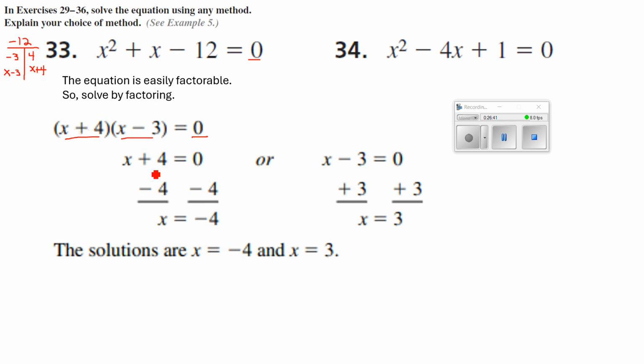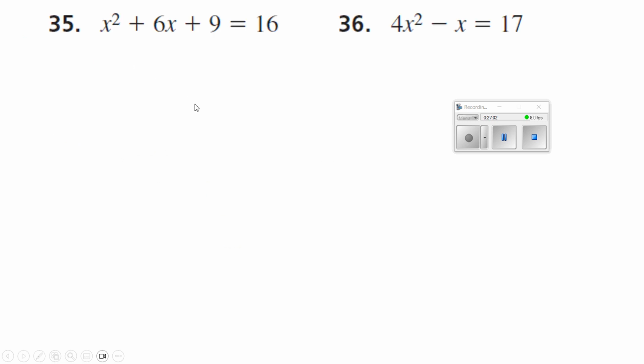And then we're going to subtract 4 from both sides. And 0 minus 4 is negative 4, so x is negative 4. We also have x minus 3 equals 0, and we add 3 to both sides to give us x equals 3. So that's our solutions, negative 4 and 3. All right, let's go. You got 34 to do. I'm going to do 35.